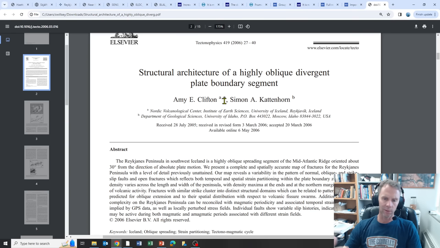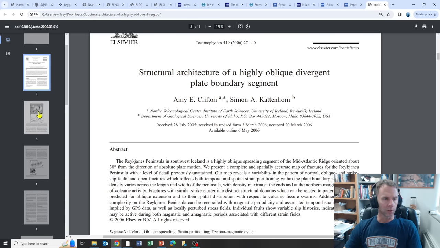I'm going to make mistakes. I've made mistakes in the past. I'll always try to correct those. When I know I've misspoken or stated something incorrect, I'll always try to make amends for that. But here's an article. This is from 2006. Structural architecture of a highly oblique divergent plate boundary segment. So I'll put a link to this if you want to dive into it.